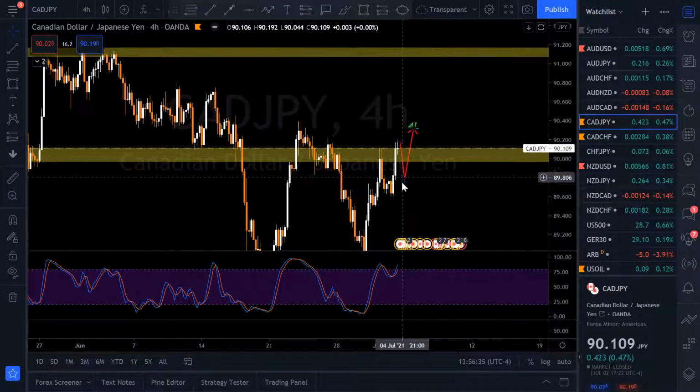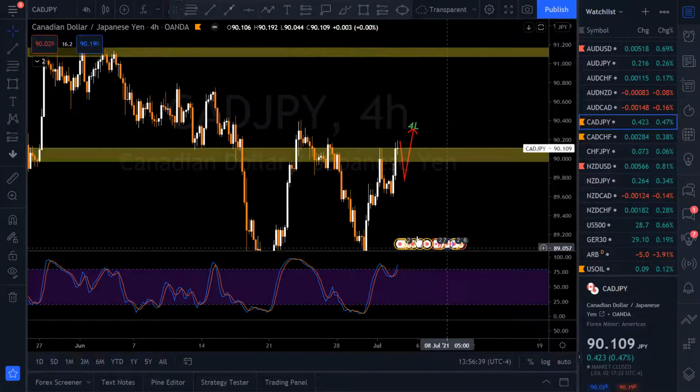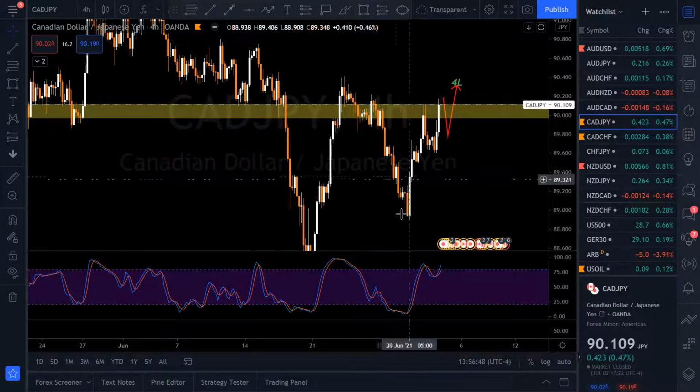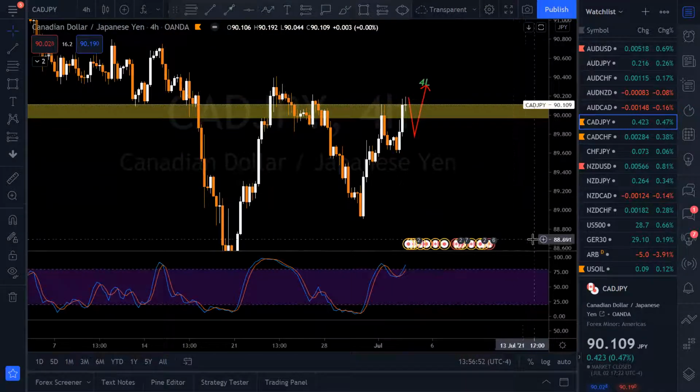You see, I have this arrow here. We might get a pullback here and then break these highs back to the top of the range. I'm thinking that might be a likely scenario, being that we've made a higher low here with this bullish engulfer down here. So I'm going to watch this pair. I have it on the watch list, and we'll move on to the next.